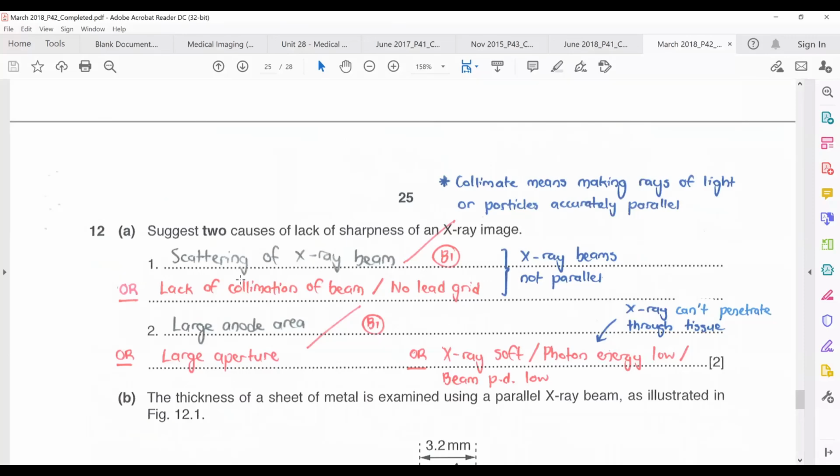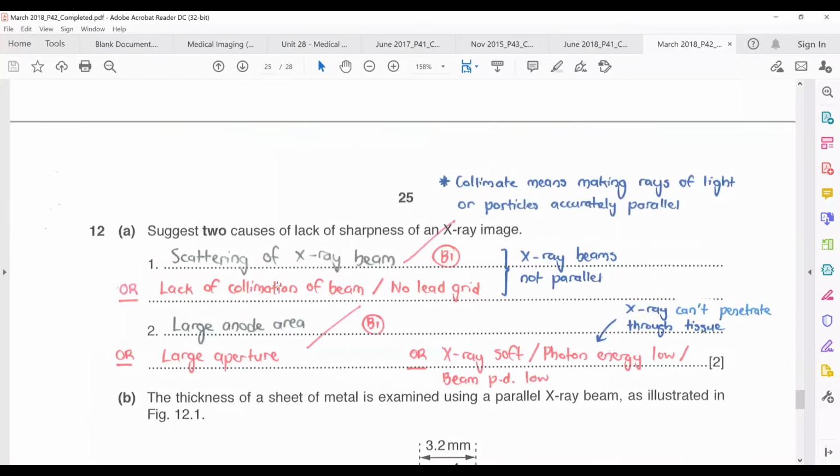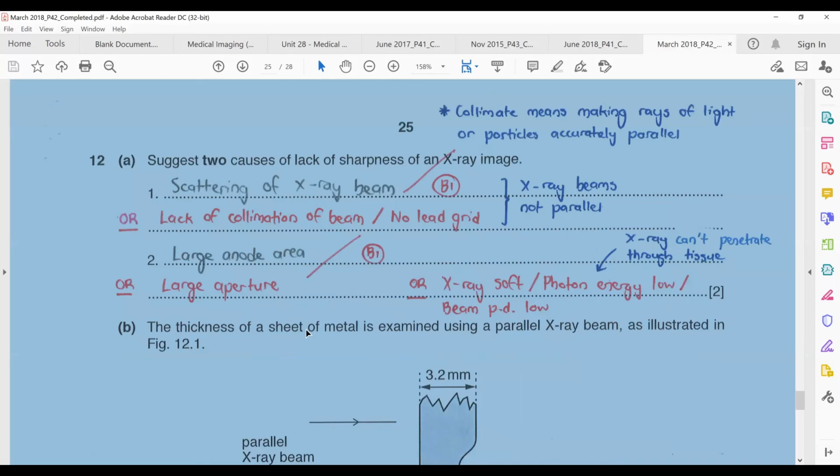Okay. Now, lack of collimation of beams just simply means that the beams are not parallel. Beams not parallel is actually a consequence of scattering of X-ray beams. So same thing. Also the reason why your X-ray beam is scattered is because you do not use a net grid. So these three points are actually the same thing. Alright, so that part is fine. So far so good with that.